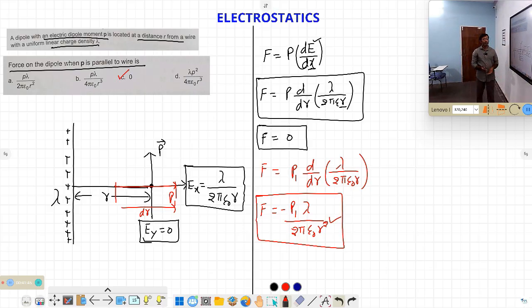So this is the end of your dipole concept, and we can go for the next one, Gauss theorem. After completion of the theory, we will go for problems in Gauss theorem.